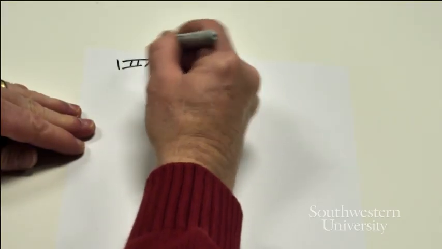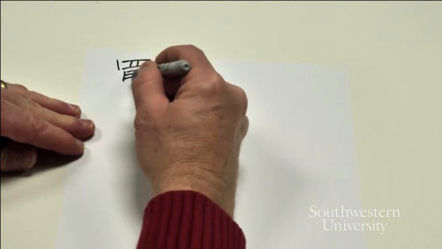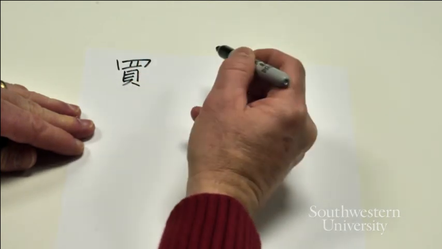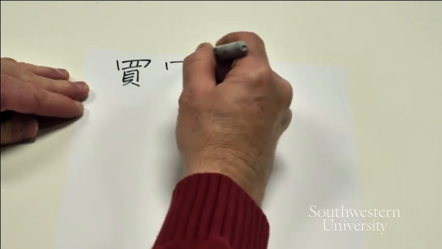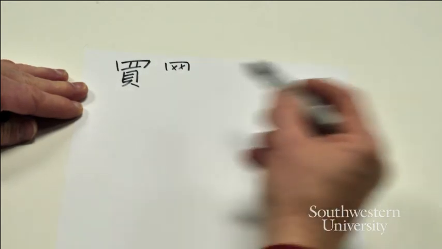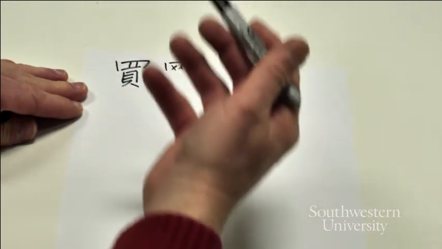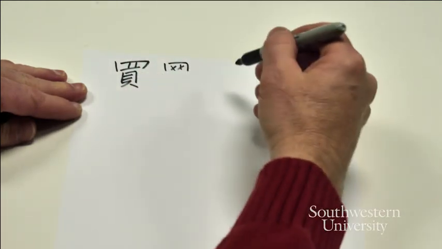It's got the number 4 on the top. Actually, it was net, and then a cowrie shell underneath indicating money. So net, of course, looks like this, and it still looks like that. So this would be somebody netting in money to go buy it, or carrying it in their apron or something.